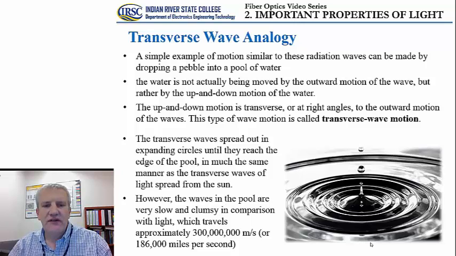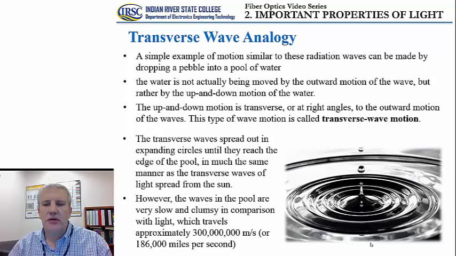So the transverse waves spread out in expanding circles until they reach the edge of the pool in much the same manner as the transverse wave of light spread from the sun. However, the waves in the pool are very slow and clumsy in comparison with light, which travels at approximately 300 million meters per second. So there is a certain analogy, but we also have to clearly point out a difference in terms of the speed of the transverse wave that's created in a pool of water by dropping the pebble.